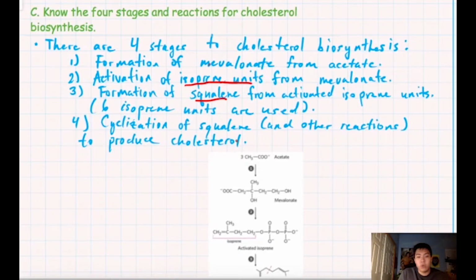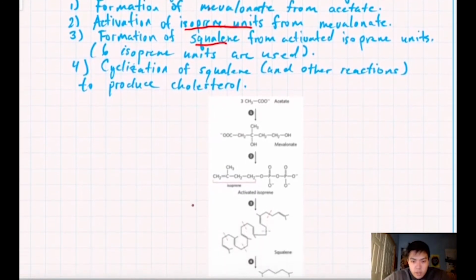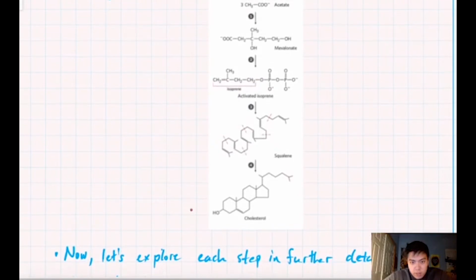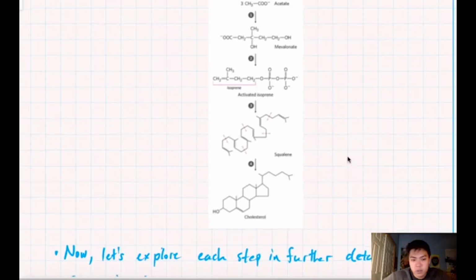Remember, there are 4 rings. And then there's some cleavage and oxidation that happens after that. So here is a picture from the textbook that shows you each of the 4 steps, right? Acetate to mevalonate, and that goes into activated isoprene. And then these activated isoprene units create squalene, and then they cyclize, and they make your cholesterol.